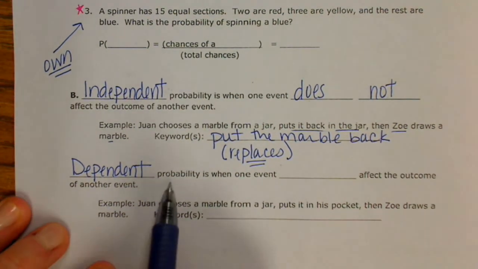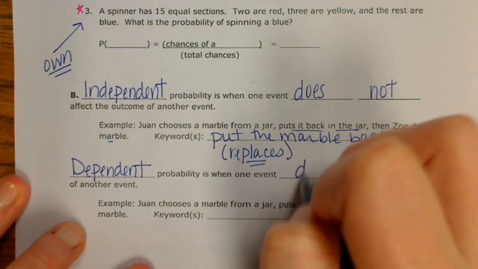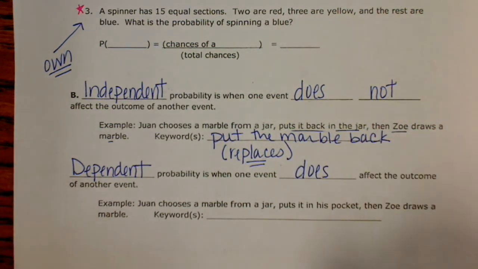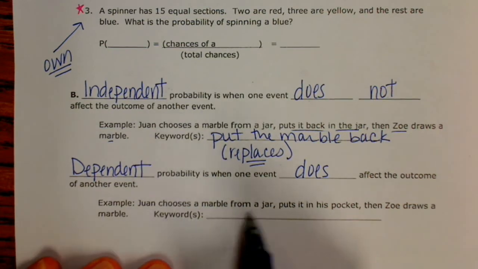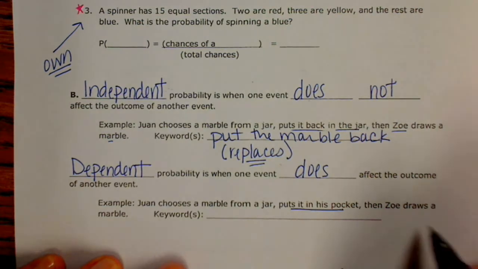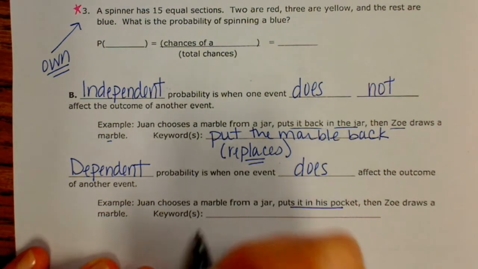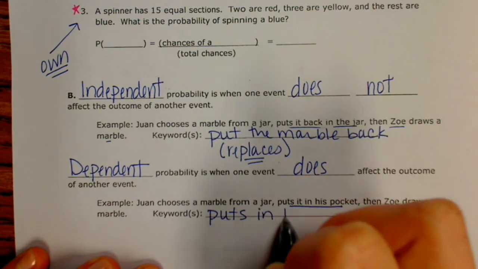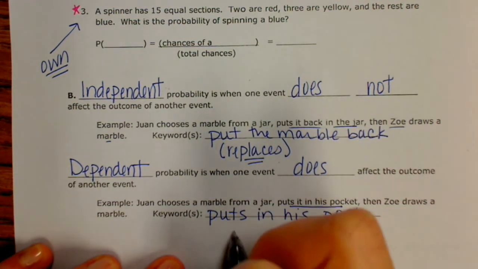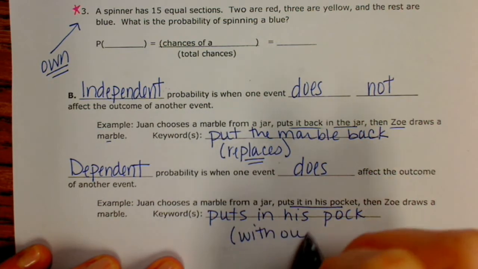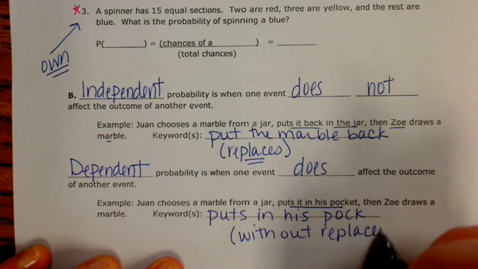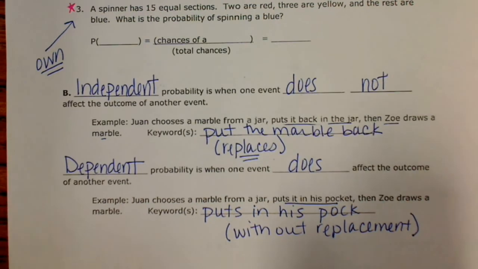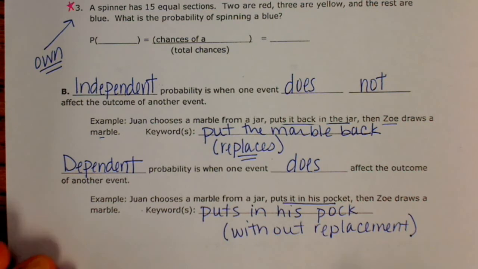The second one, dependent probability, is when one event does affect the outcome of another. The example here says Juan chooses a marble from the jar. He puts it in his pocket, and then Zoe chooses a marble. Because he puts it in his pocket, he is not replacing. So that's without replacement. When Juan takes a marble out of the jar, Zoe doesn't have the same chance as Juan did of pulling one of those marbles. So that's dependent probability.